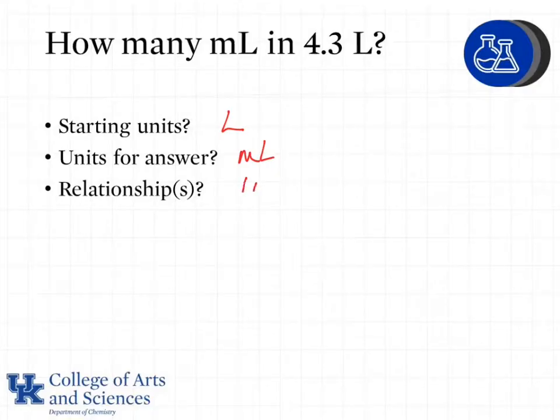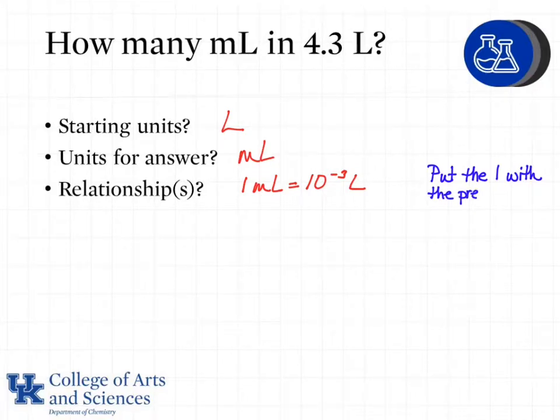And so we can write this based on what we know about the meaning of the prefix milli. A rule to follow when we're setting up the relationships between metric prefixes is to put the 1 with the prefix and put the meaning with the base. Notice that in our relationship we put the 1 with the milliliter, and then we put the meaning of milli, which was 10 to the minus 3, with the base unit of liters. So put the 1 with the prefix, put the meaning with the base. If you follow this rule, you will always get your metric prefixes set up correctly.